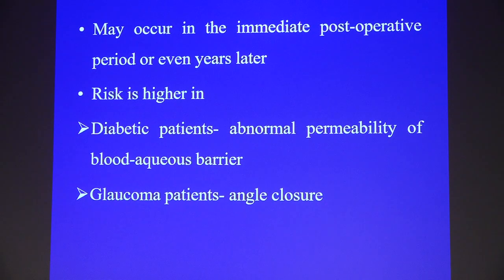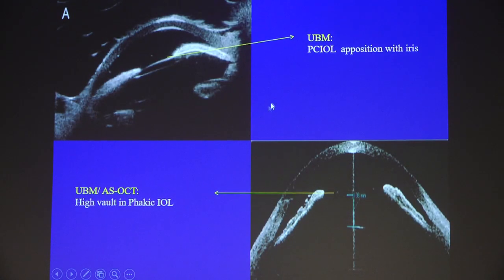The risk is higher in diabetic patients and in glaucoma patients who have already angle closure. So if you look at the UBM there, the PCIOL apposition that you see with the iris out there is easily visible. And again, the UBM or ASOCT would show you the high vault in a phakic IOL.